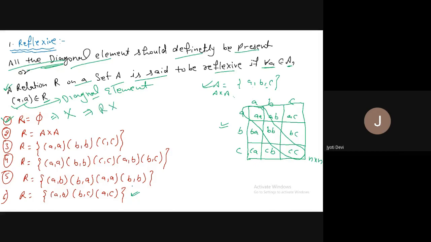Okay, the last one, a student says 6-1, it is reflexive. My next question is, is there a diagonal element present in the sixth one? No, ma'am. Okay, no diagonal element is present. That's why it is not reflexive.